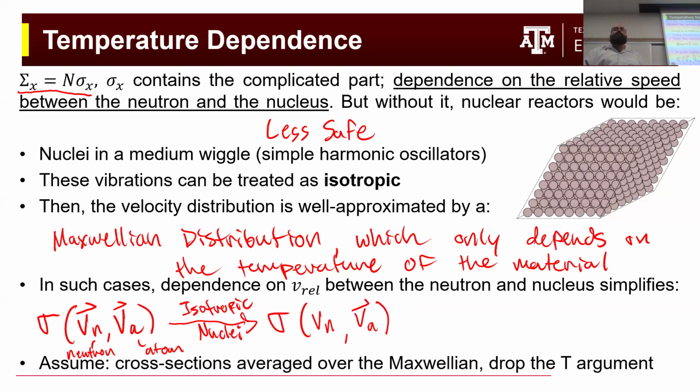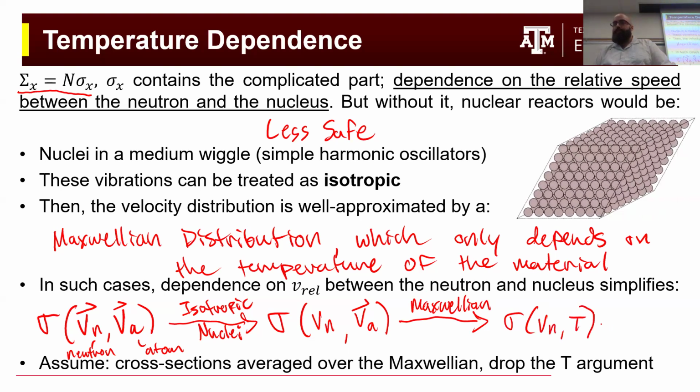And then the velocity of those atoms can be well characterized by that Maxwellian distribution, which means that instead of having to think about the velocity distribution of all of those little nuclei in our material, we only have to think about one thing, which is the temperature. So once we assume a Maxwellian, then our micro cross section becomes just a function of the neutron speed and the temperature of our material.